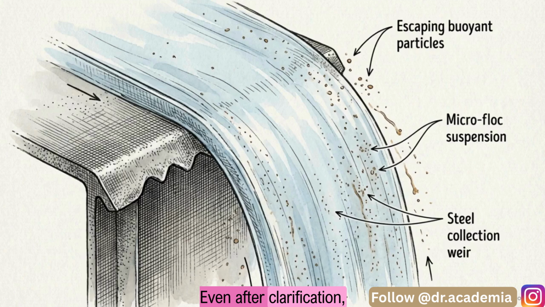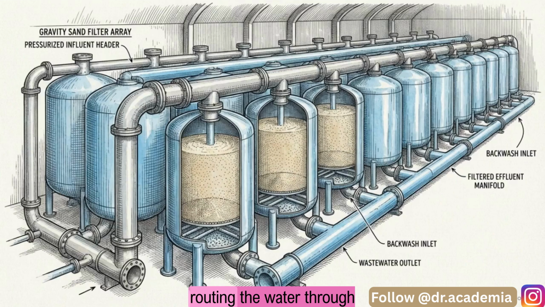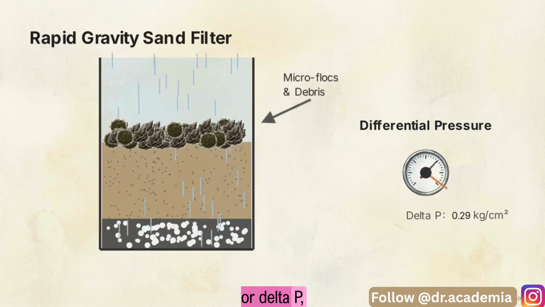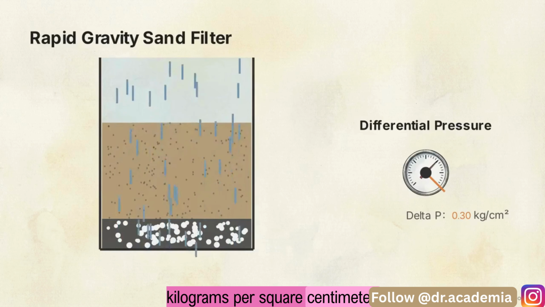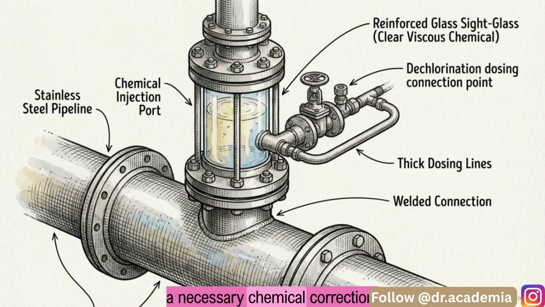Even after clarification, microscopic, buoyant microflocs can manage to escape over the weir. These are captured by routing the water through rapid gravity sand filters, or advanced fiber disc filters. Operators must initiate a backwash sequence whenever the differential pressure, or delta P, exceeds 0.3 kilograms per square centimeter, or every 24 hours. Before the water leaves the pre-treatment plant, it undergoes a necessary chemical correction, dechlorination.